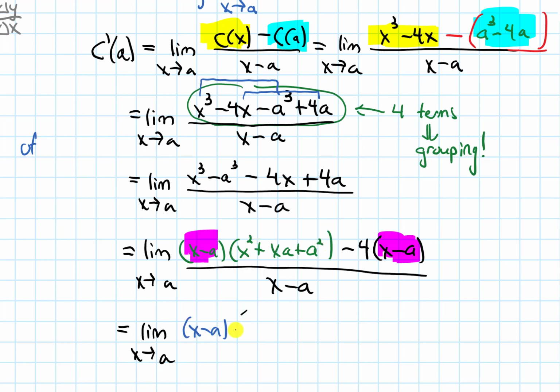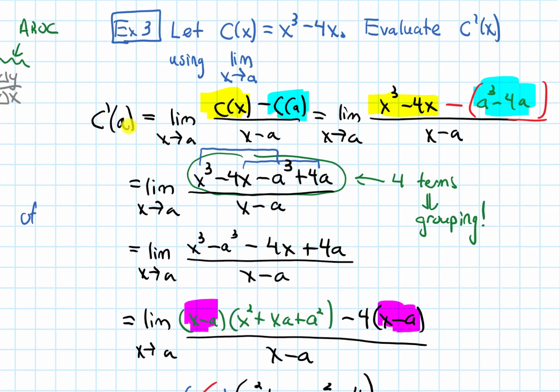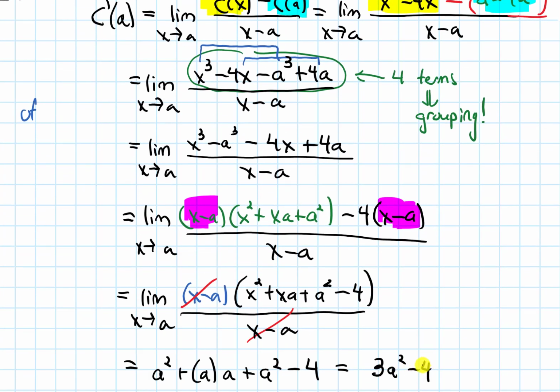Because from the first group, I'll now be left with x squared plus xa plus a squared. And from the second group, I'm left with the minus 4. So this all over x minus a. Now the x minus a's cancel. And from there, let's plug in. If I plug in the a for the x, we get a squared plus a times a plus a squared minus 4. Okay, and this simplifies to 3a squared minus 4. So what we've just figured out is c prime of a is 3a squared minus 4.